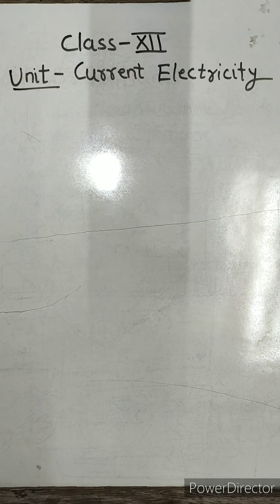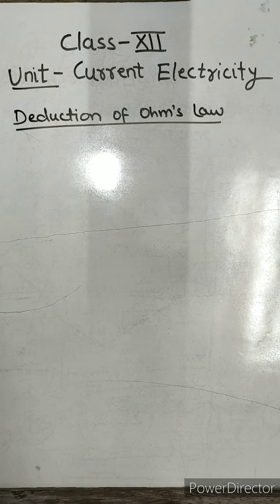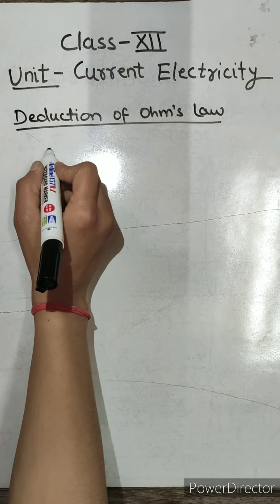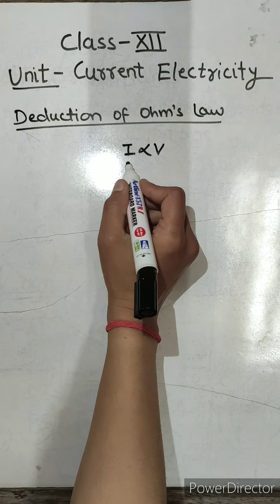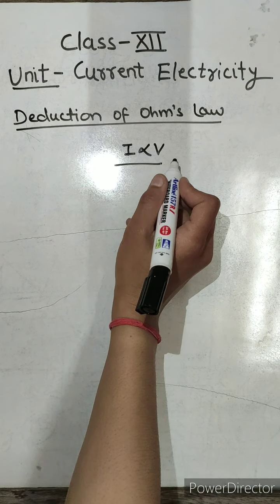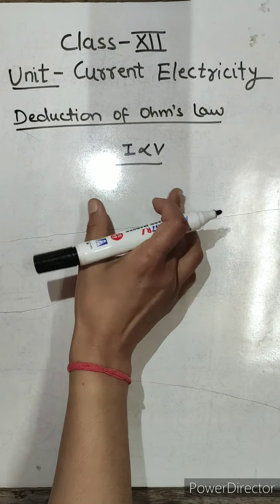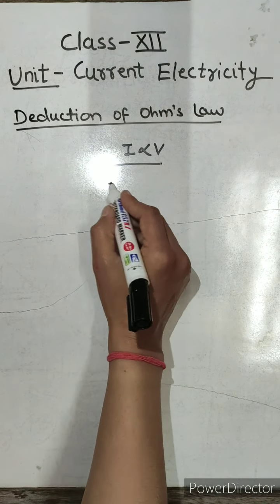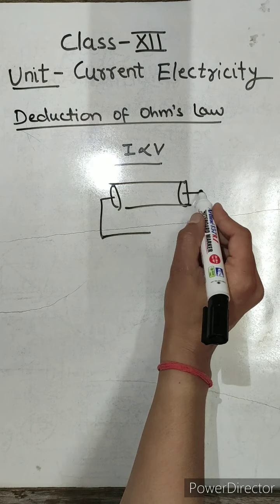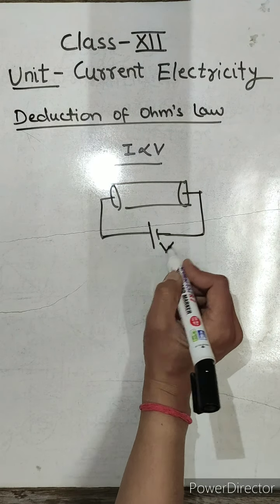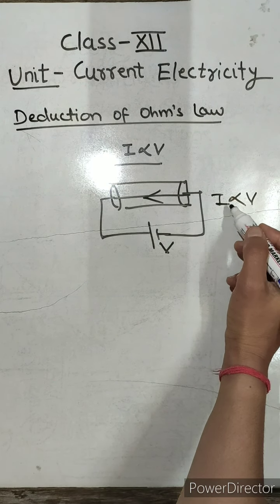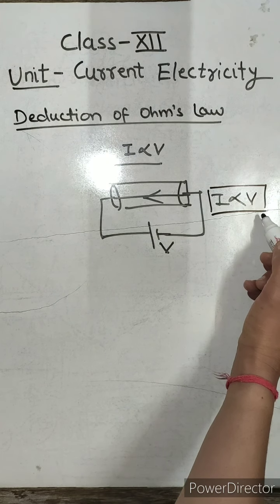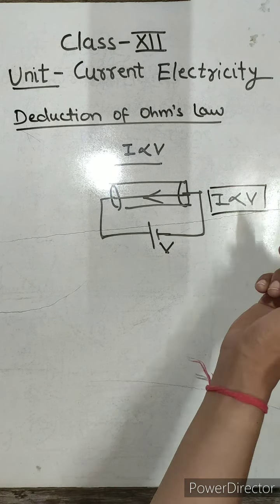One more derivation is important from this topic, drift velocity: deduction of Ohm's law. Ohm's law states that I is directly proportional to V. That means the current flowing through a conductor is directly proportional to the potential difference applied across it. मतलब अगर एक कंडक्टर है, इसके across हम एक potential difference apply करते हैं V, then the current flowing through this conductor will be directly proportional to V. So we have to find out the relation between I and V and prove that I is directly proportional to V.